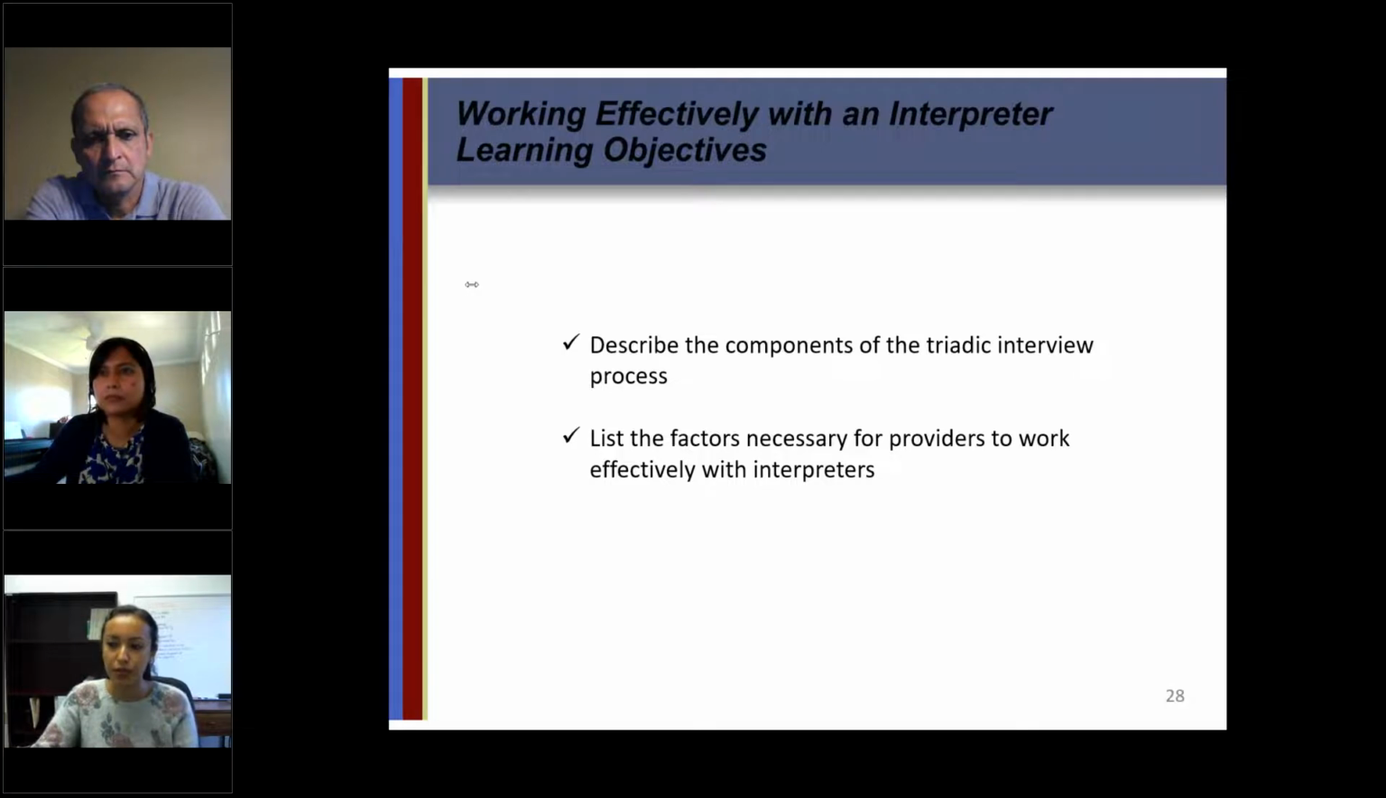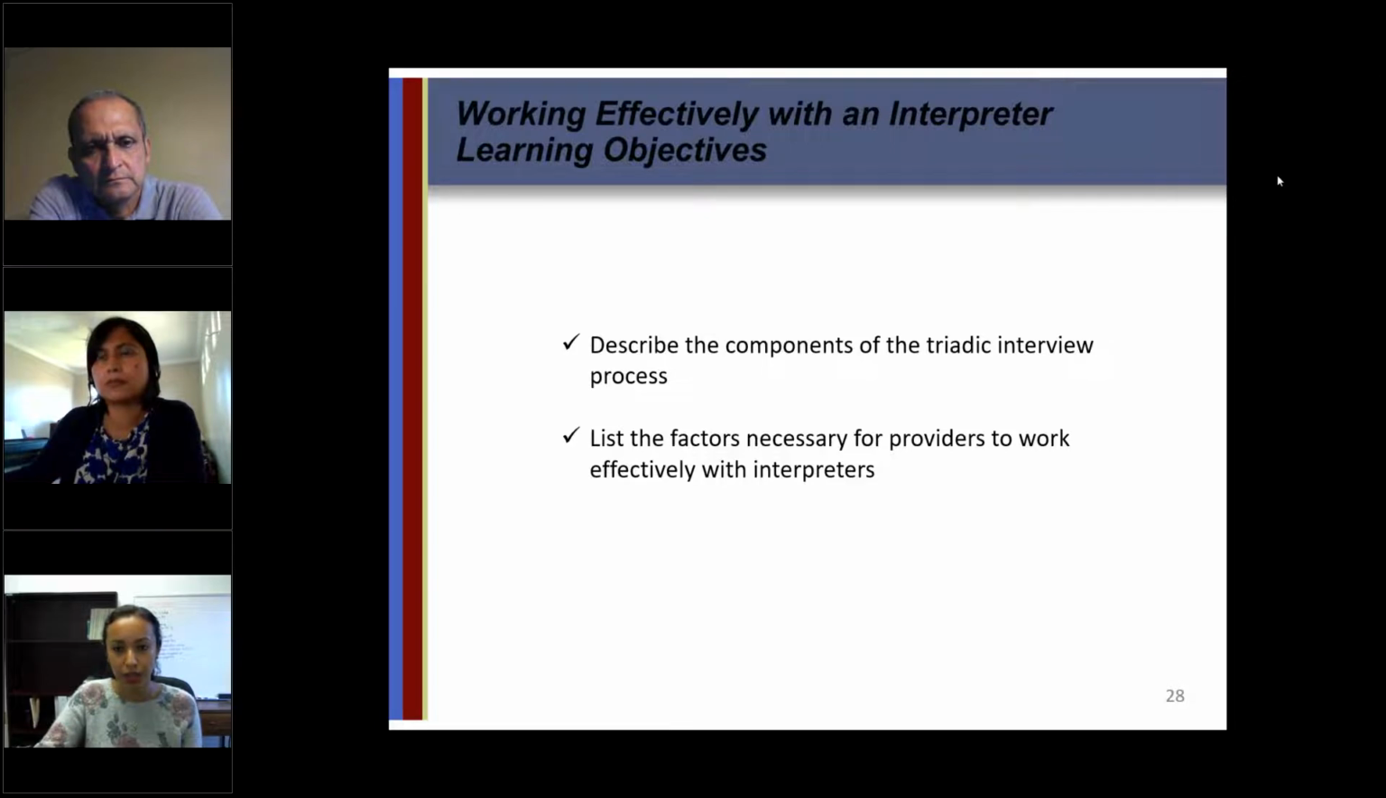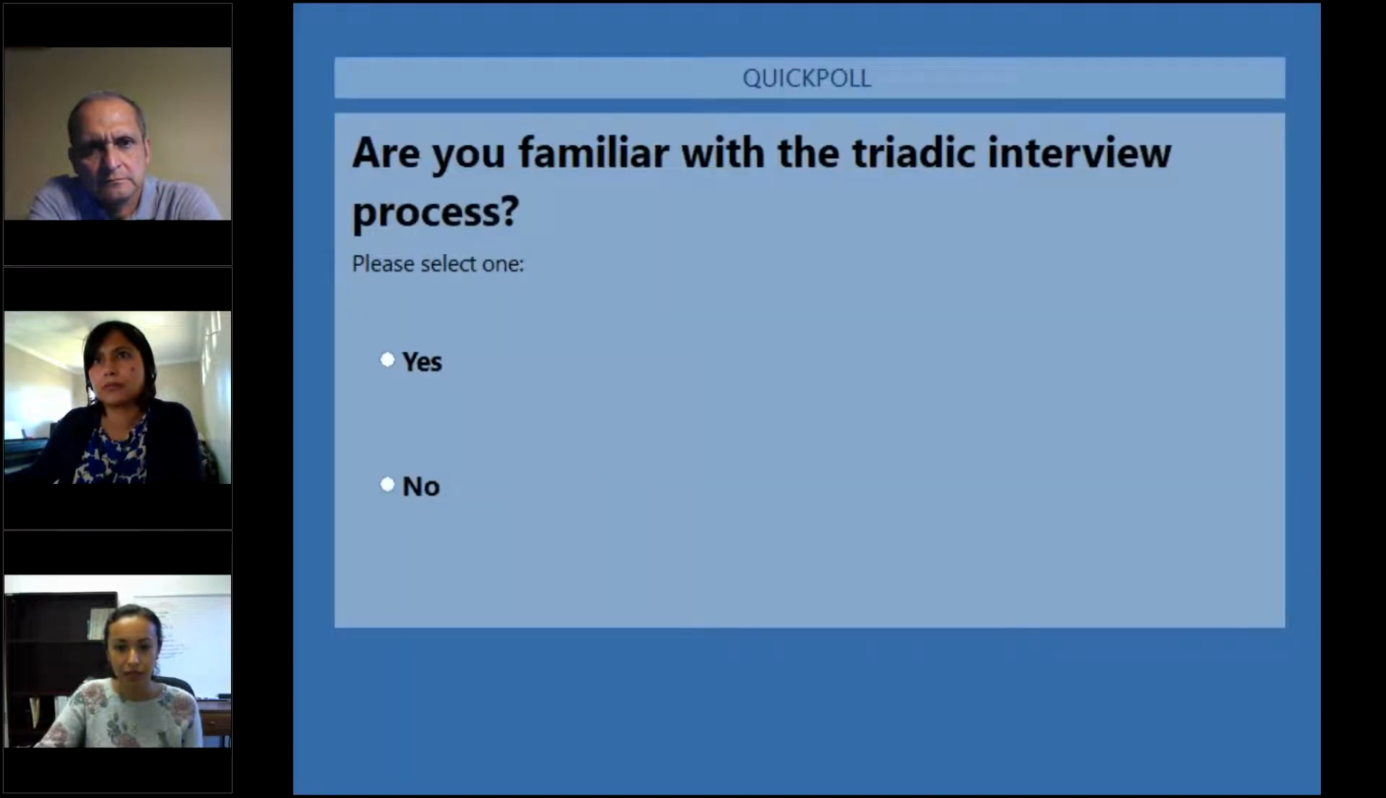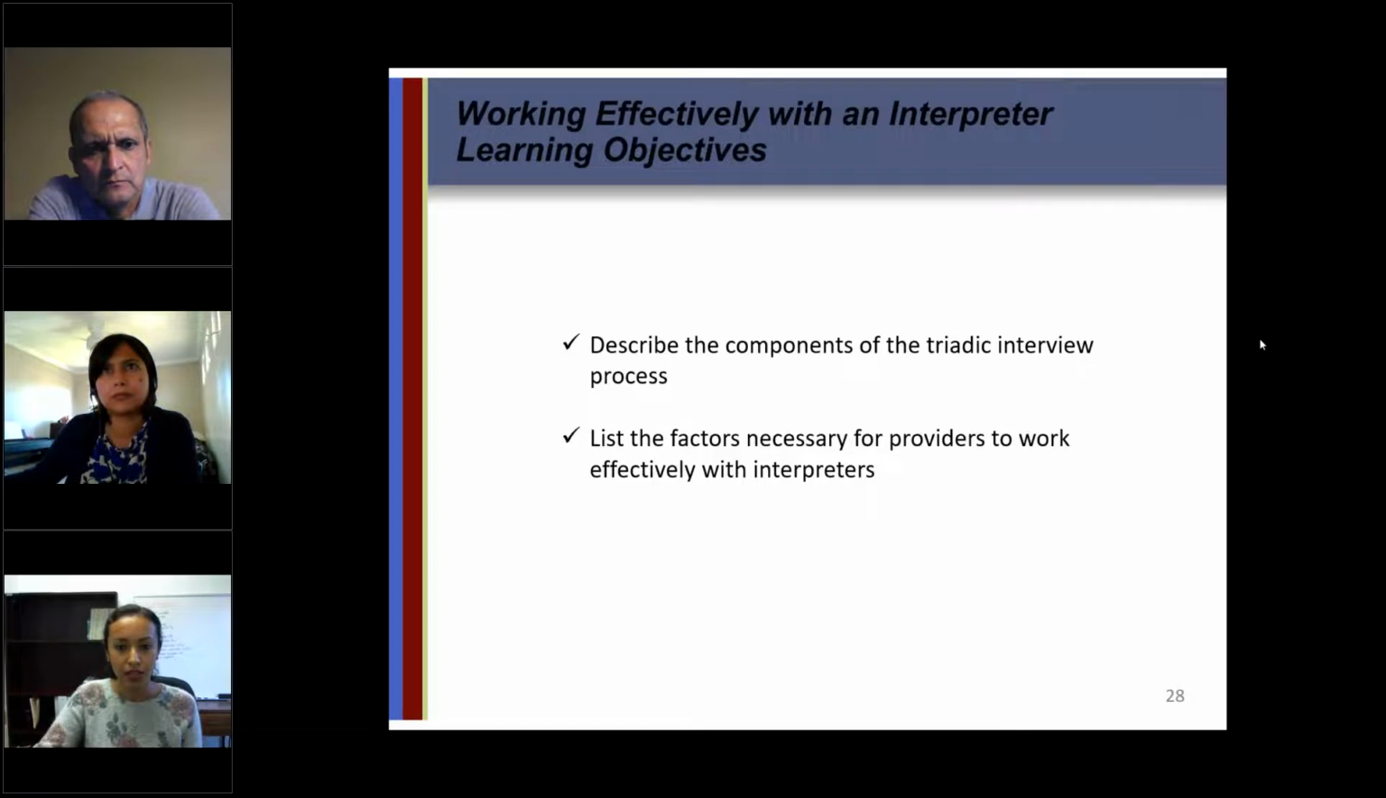All right, so in this final module of this theme, we will highlight specific strategies for working effectively with interpreters. And more specifically, we're going to talk about the triadic interview. So I have one poll question, which is are you familiar with the triadic interview process? If you can please provide your response. All right, so mostly all participants are not familiar with this process, which is very timely that we're going to talk about it now.